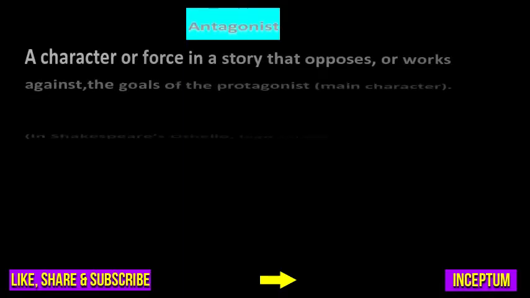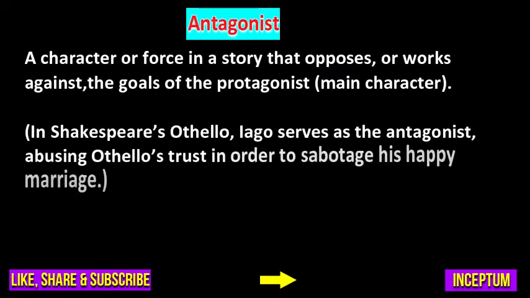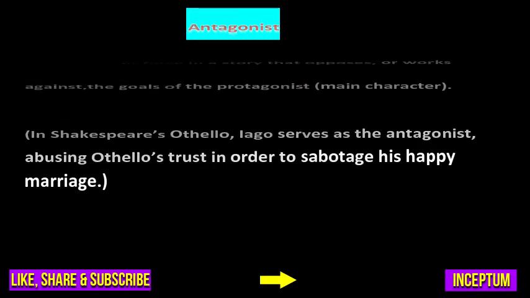Antagonist: a character or force in a story that opposes or works against the goals of the protagonist, the main character. For example, in Shakespeare's Othello, Iago served as the antagonist, abusing Othello's trust in order to sabotage his happy marriage.